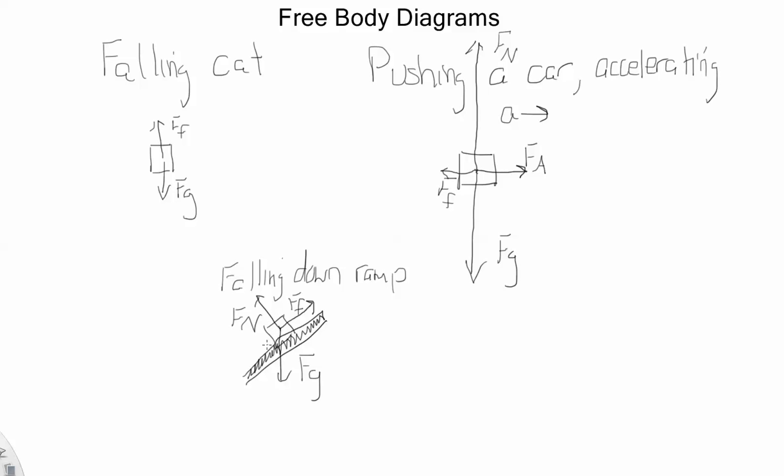So just remember that the length of the vector is the magnitude of the force, and the direction of the vector obviously represents the direction of the force as well. And usually these forces originate from the center of the object, the center of mass. All right, and that is free body diagrams.